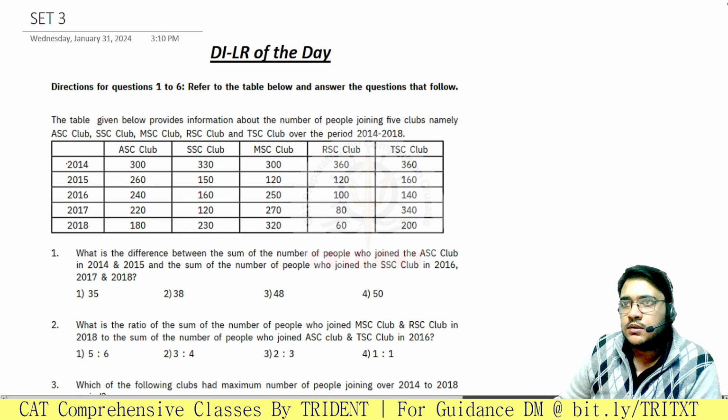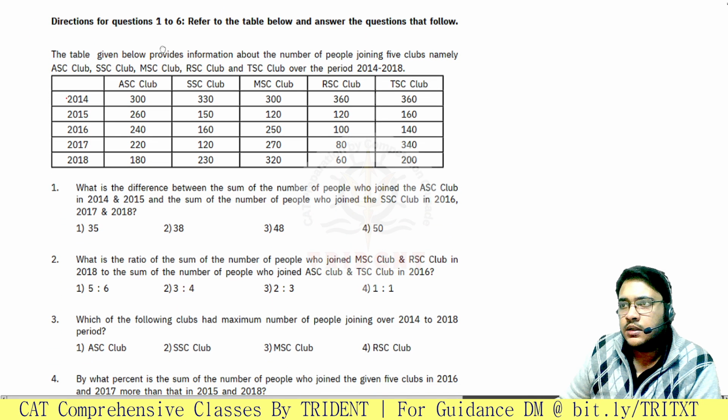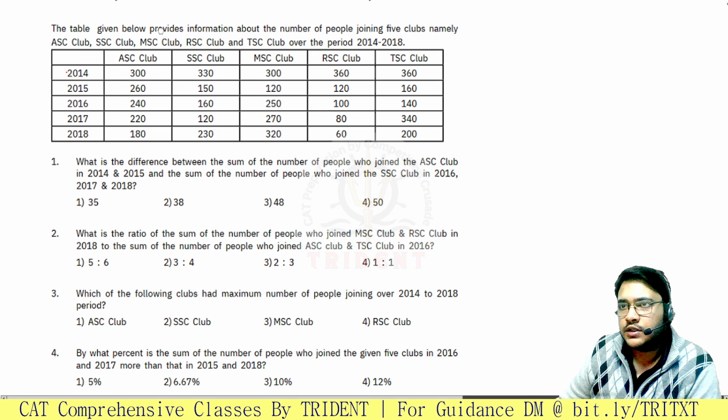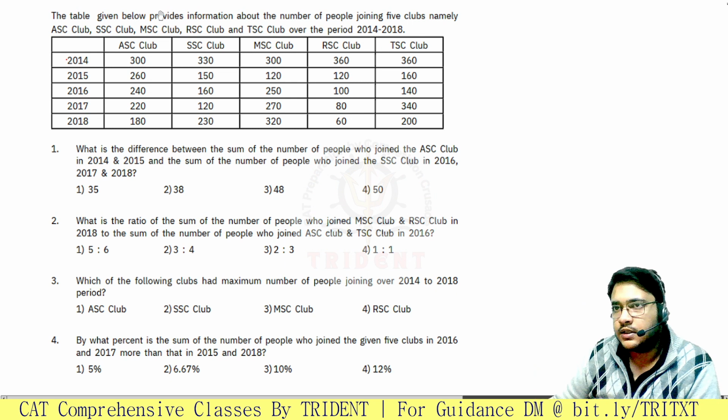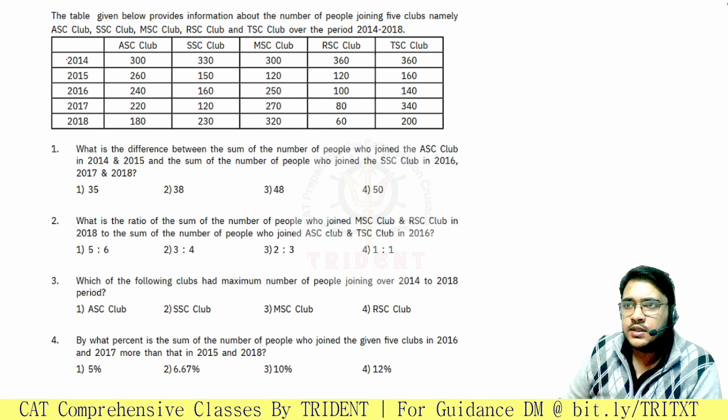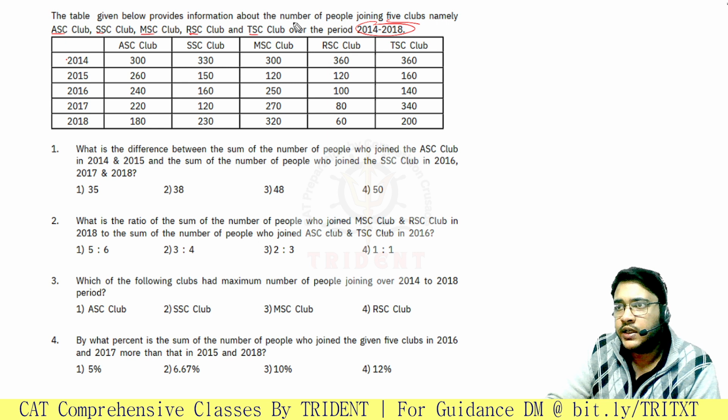So let's just reduce the palette a little bit and read the first four questions, because the next four questions have been designed in a different slide. Here you can see a table has been given to you with some information about the people joining 5 clubs: the ASC clubs, SSC, MSC, RSC, TSC, over the period of 2014 to 2018.